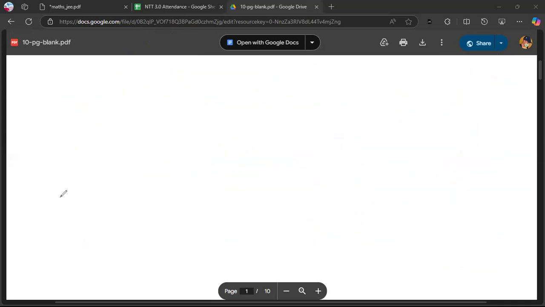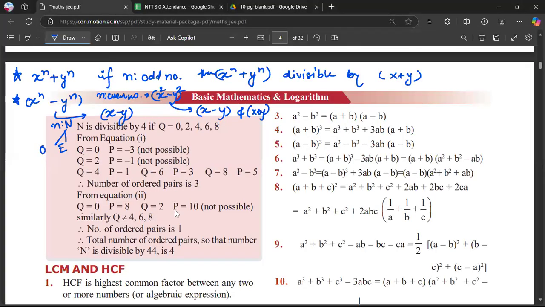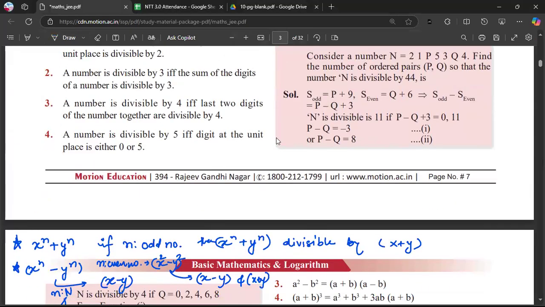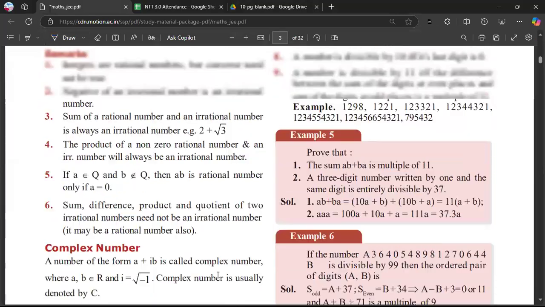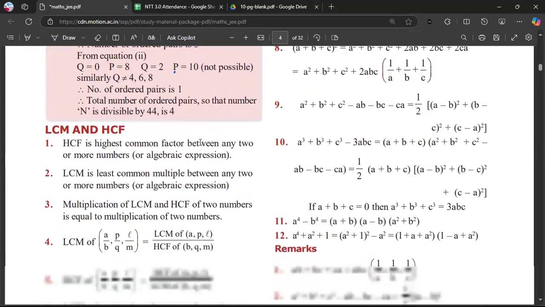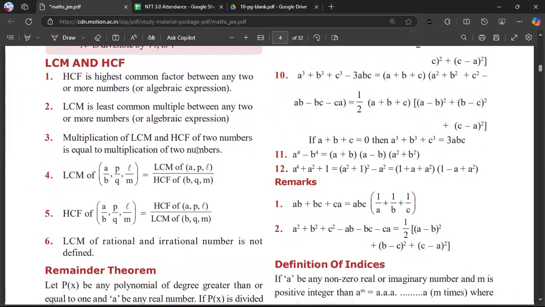Okay. So now let's go back to what we were studying yesterday, divisibility rule. I think that's enough for us, because that much is important in divisibility rule. Any doubts in divisibility rule? No, sir. Okay. Now let's discuss LCM and HCF.